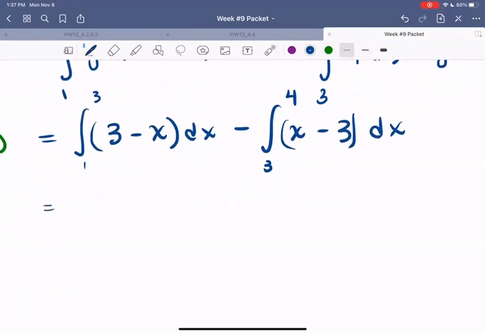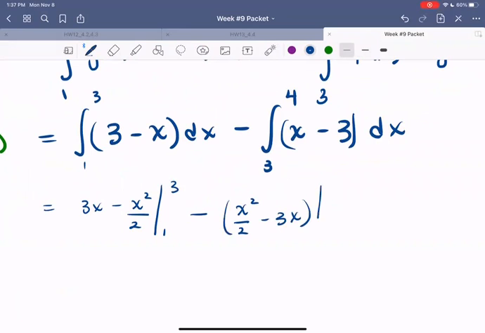So in this first part, we need to antidifferentiate 3 minus x. So we get 3x minus x squared over 2. And we're going to evaluate at 1 and 3. Then we're going to subtract x squared over 2 minus 3x. I'm going to use a lot of parentheses again, just so everything stays in order and my negative symbols are all together. I'll do parentheses there.